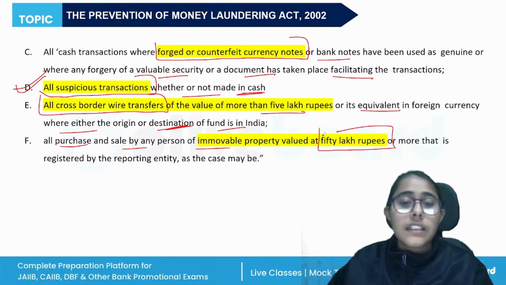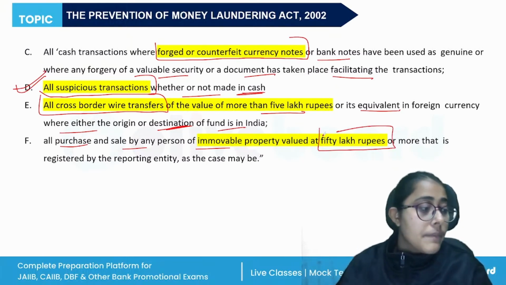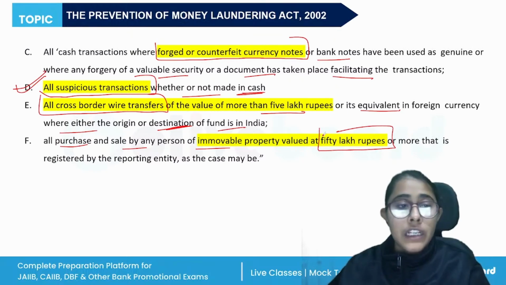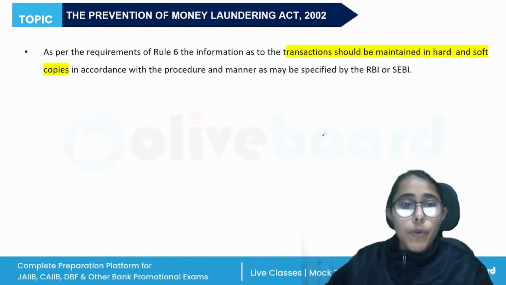So these are the transactions wherein reporting has been made mandatory. So if the transaction is of cash of more than 10 lakh, or the aggregate of all the values within a month is more than 10 lakh, suspicious transactions, counterfeit notes, cross-border wire transfers, immovable property valued at 50 lakh rupees. So this is very important. All of these points are important.